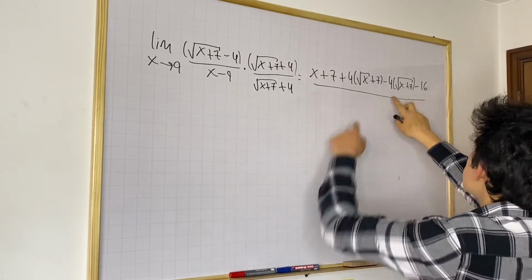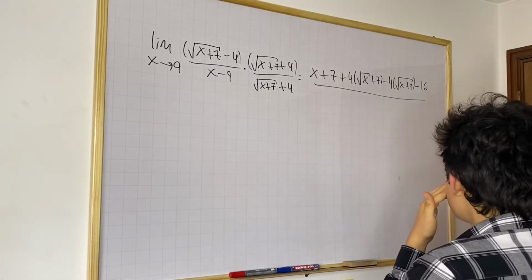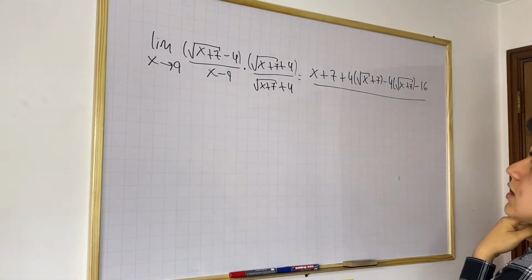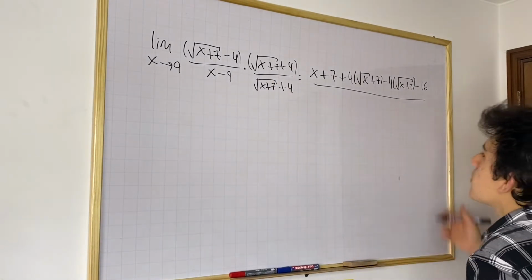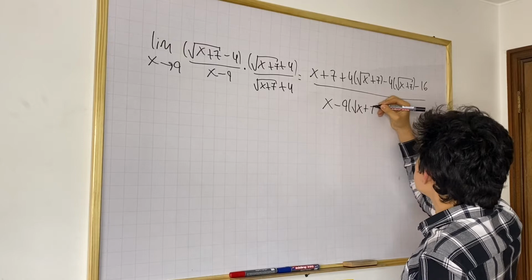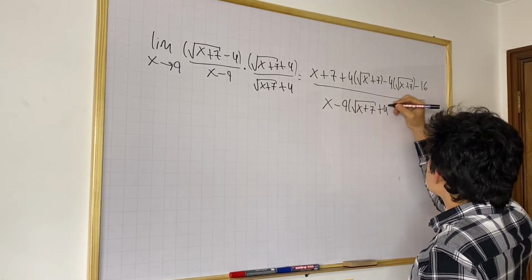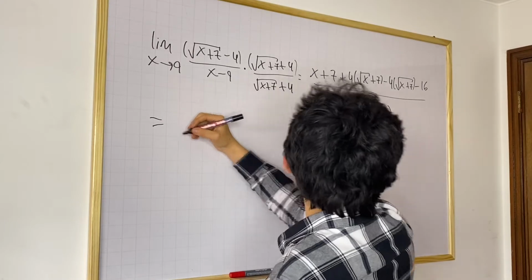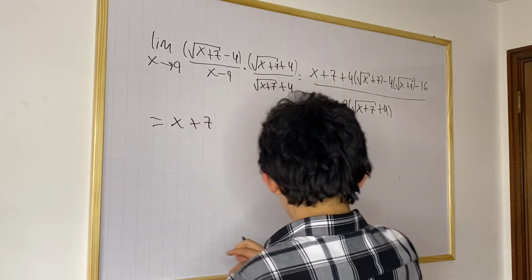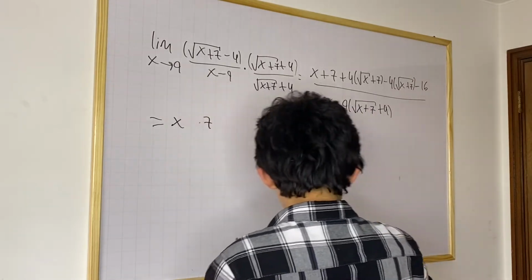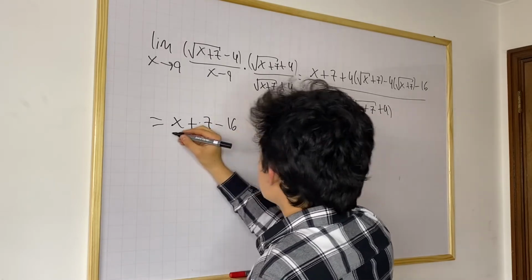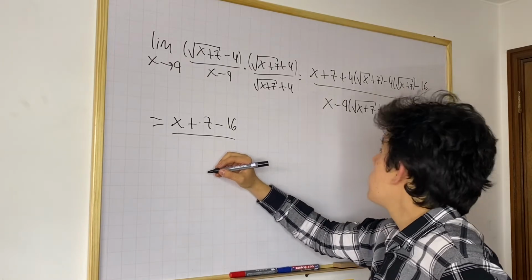So these two cancel out. We get positive 7 minus 16. We get minus 9, x minus 9. And now here, oh yeah, we can cancel out. So we're not gonna FOIL. So we get x minus 9 times square root of x plus 7 plus 4. And we know this is equal to, so these two terms cancel out, and we get x plus 7. This is supposed to be a plus sign. x plus 7 minus minus 16 over x plus 7 minus 16.